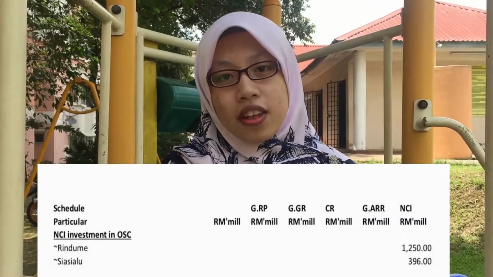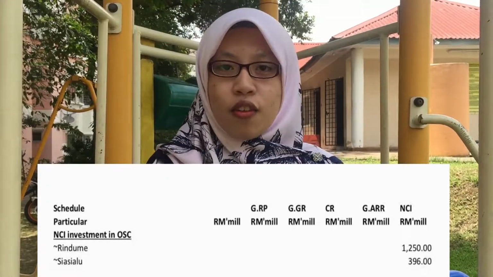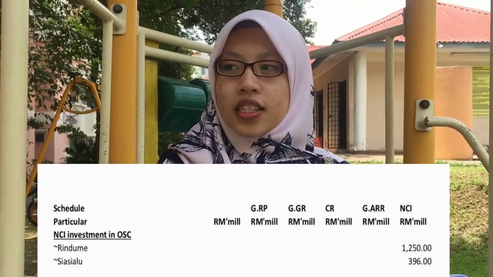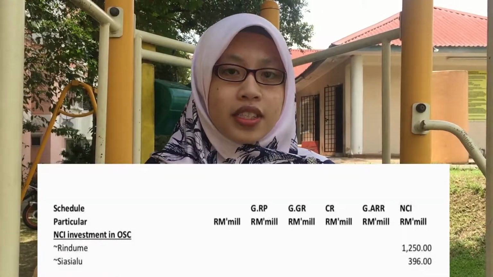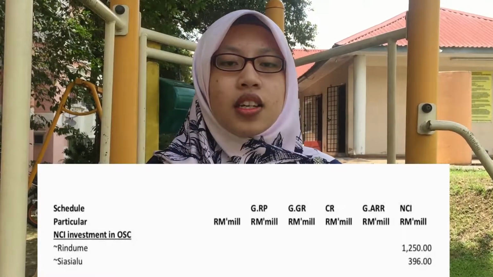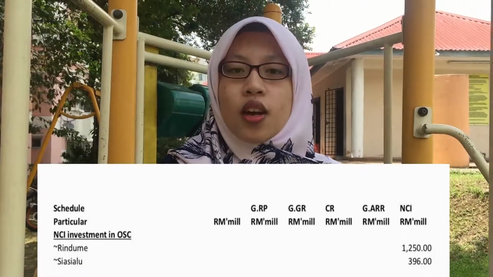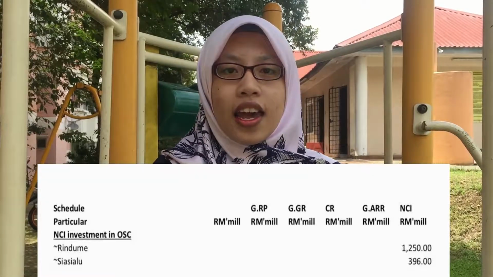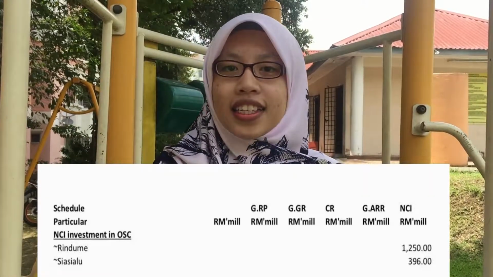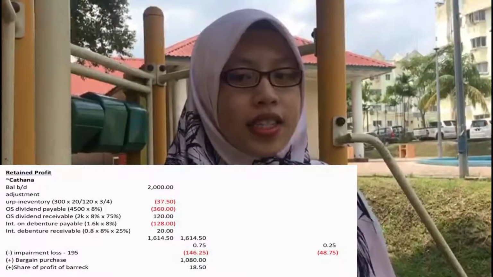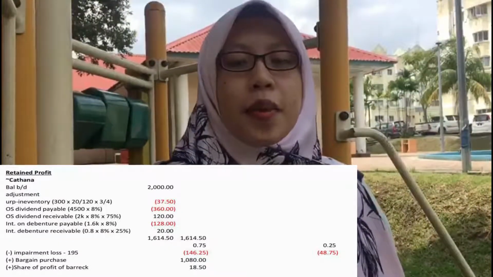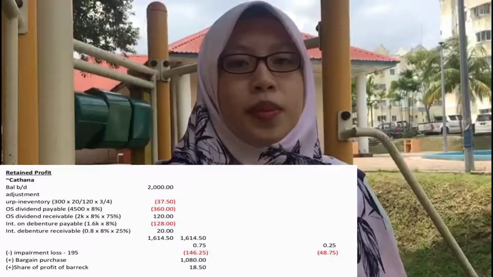Question 2B. Schedule. The first item in the schedule is investment in NCI of ordinary share. First, the Rindumi. This amount can be taken from the previous calculation of goodwill. The Rindumi amount is 1250 million and CSLU 396 million. Retained profit of Katana, parent. First item is balance carried down 2 million.